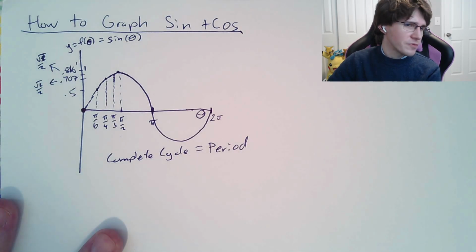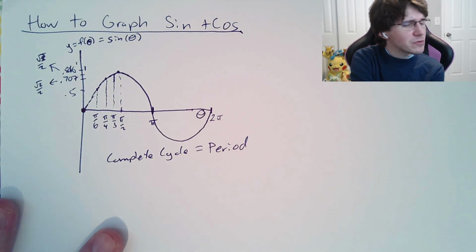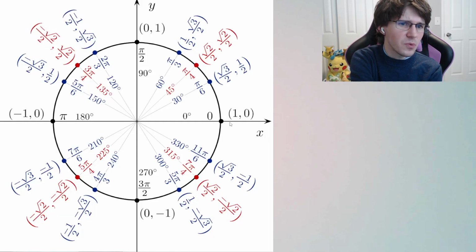Other things that'll be important for us on these graphs will come up in a little bit. But before I do that, I don't do this entire thing for cosine as well, but the idea is it starts off at 1, and then it goes to 0 and goes back down.